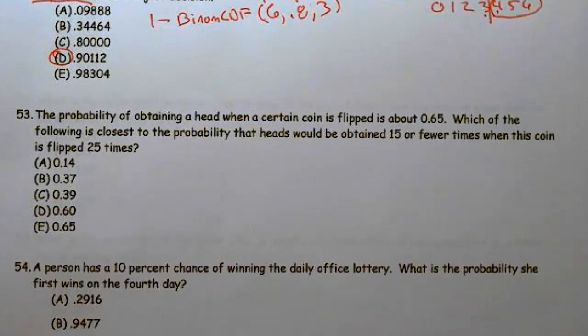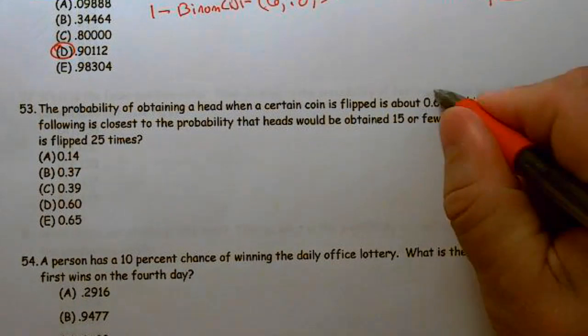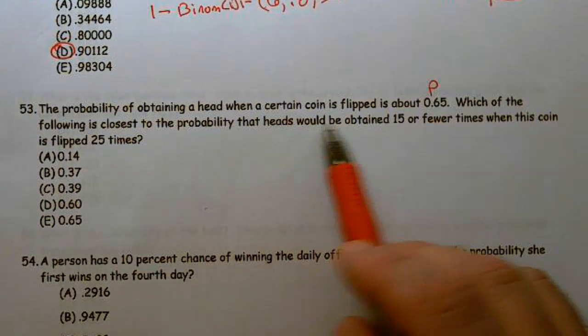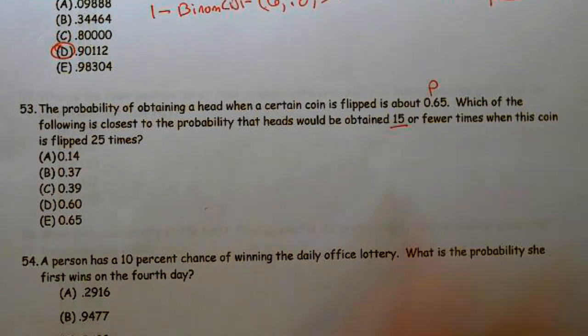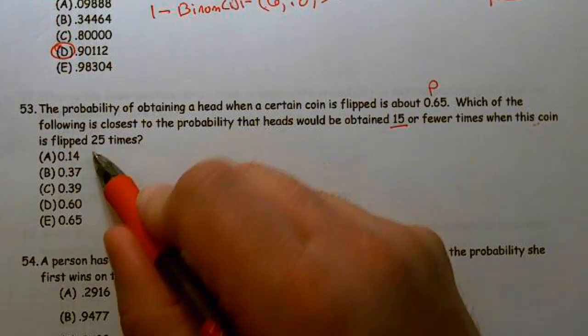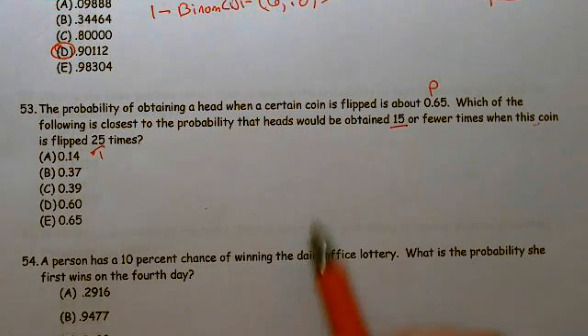All right. Number 53. The probability of obtaining a head when a certain coin is flipped is about 0.65. So here's our probability. Which of the following is close to the probability that heads would be obtained 15 or fewer times when the coin is flipped 25 times? So here's our trials. All right.